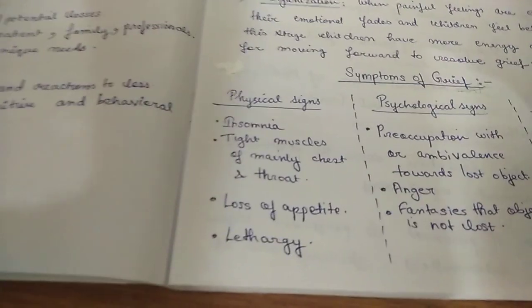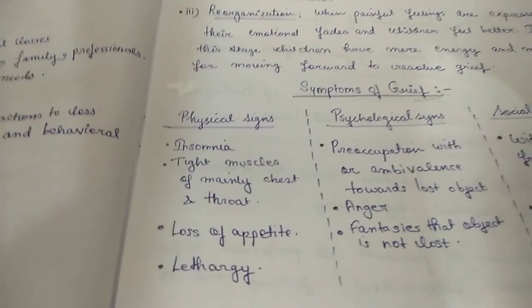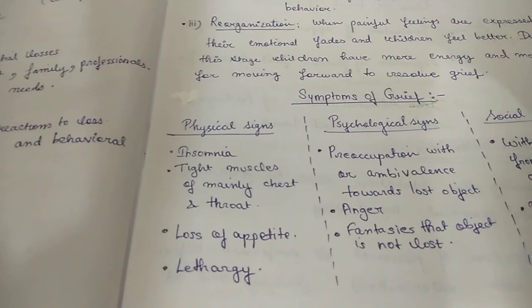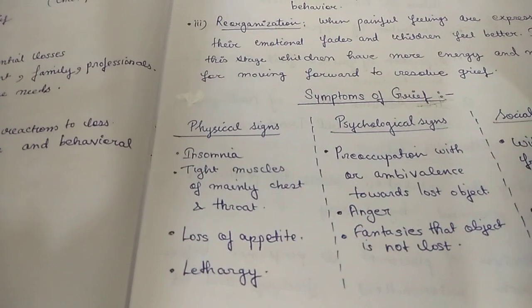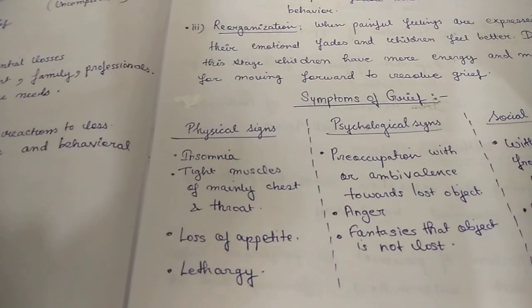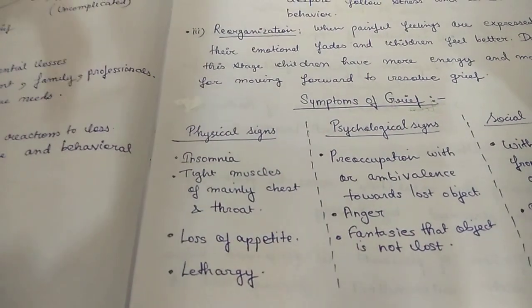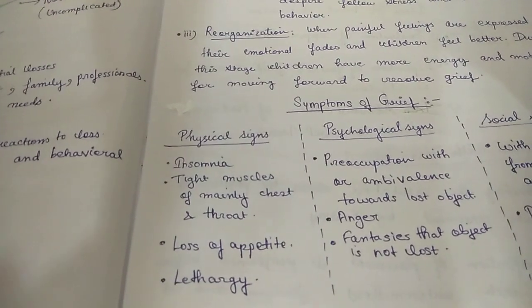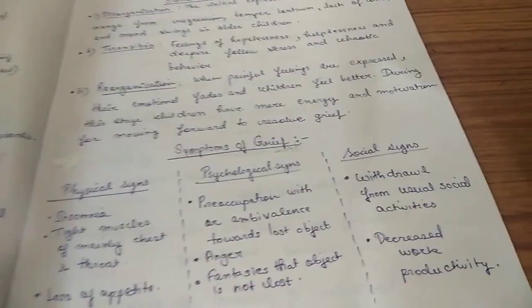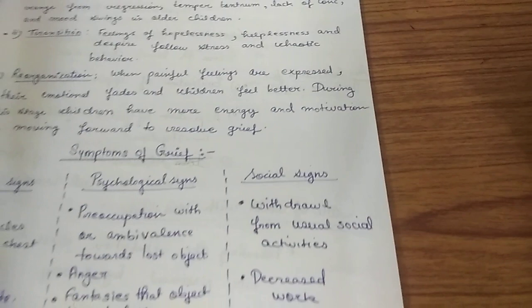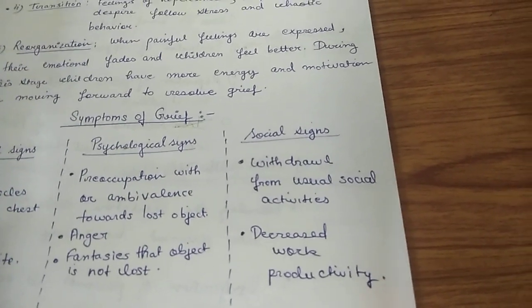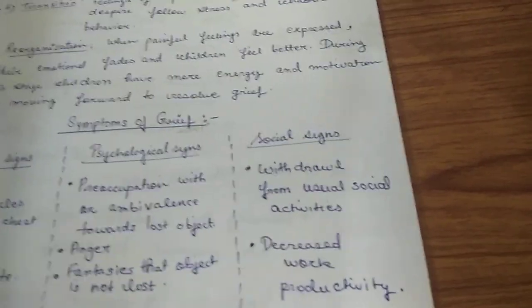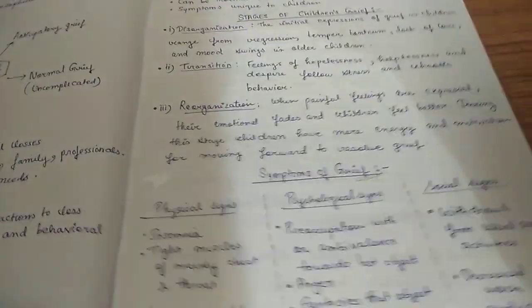And the physiological change is insomnia, tight muscles mainly of the chest or throat, then loss of appetite and lethargy will be present. And in social signs, we will see withdrawal from the usual social activities, decreased work productivity, etc. So that was all about grief.